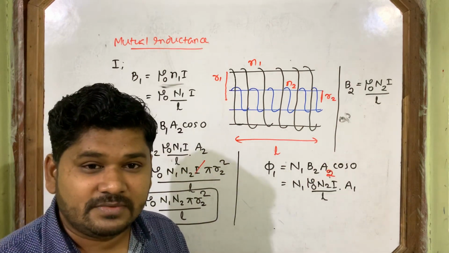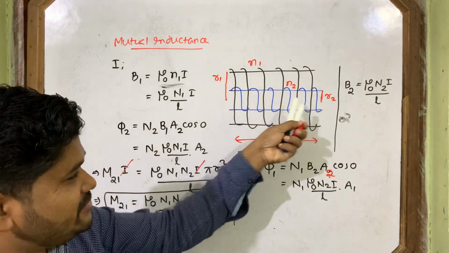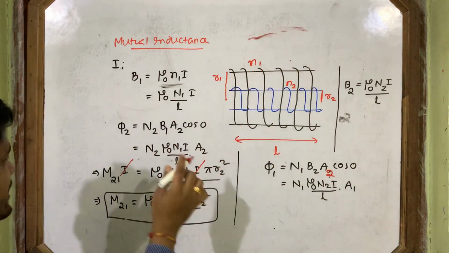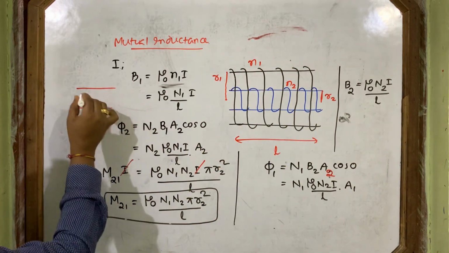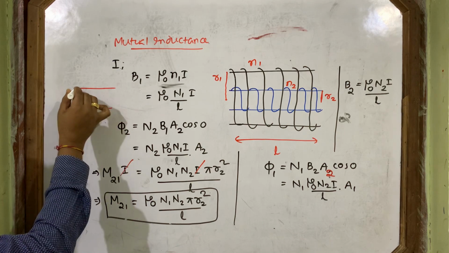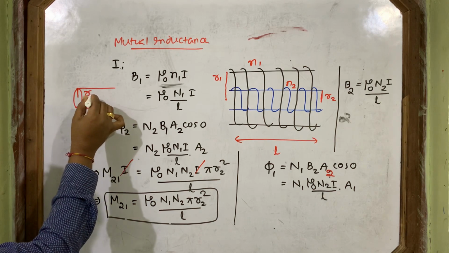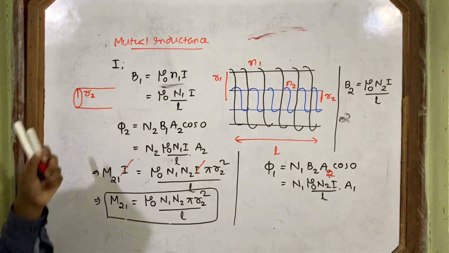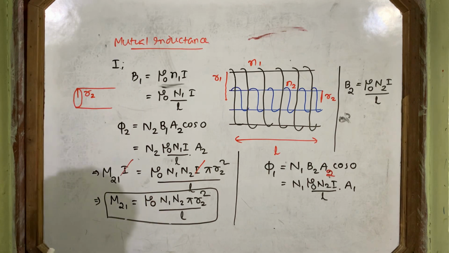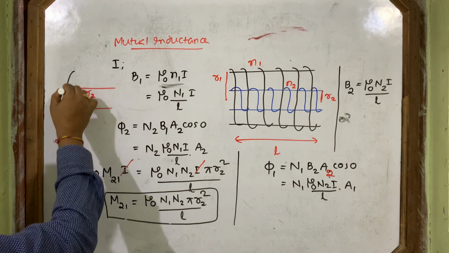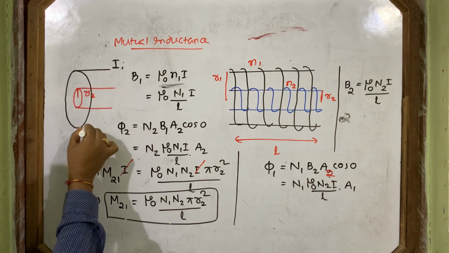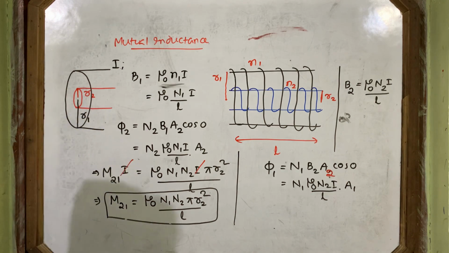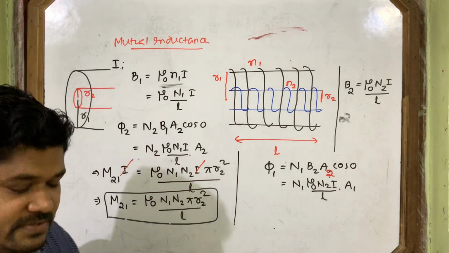Why A2? You see, current is given to the inner coil. I am showing here. This is the inner coil. You have given current to the inner coil, which radius is R2. You have given current to this one, and you are finding the flux with this one, which radius is R1. With the outer coil, you are finding the flux.